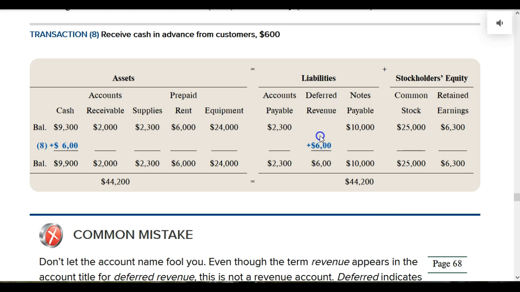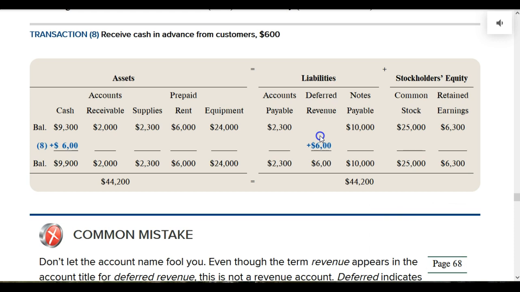We don't report this as revenue today. We don't increase the retained earnings account under Stockholders Equity today. A lot of people try to do that. They think, well, customers gave us money, that must be revenue. Not if we haven't earned it. If they gave us money in advance, just like you taking out a magazine subscription, you pay a year in advance. The magazine company, the publisher, owes you something. They owe you that magazine every month.